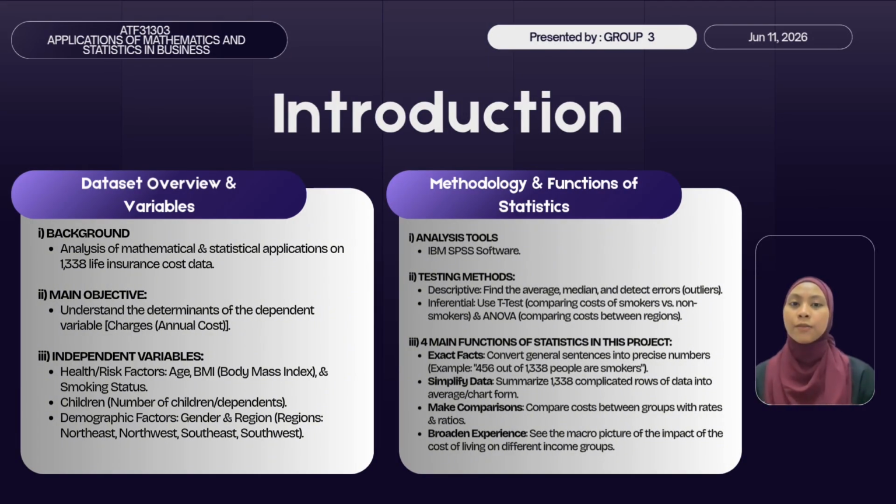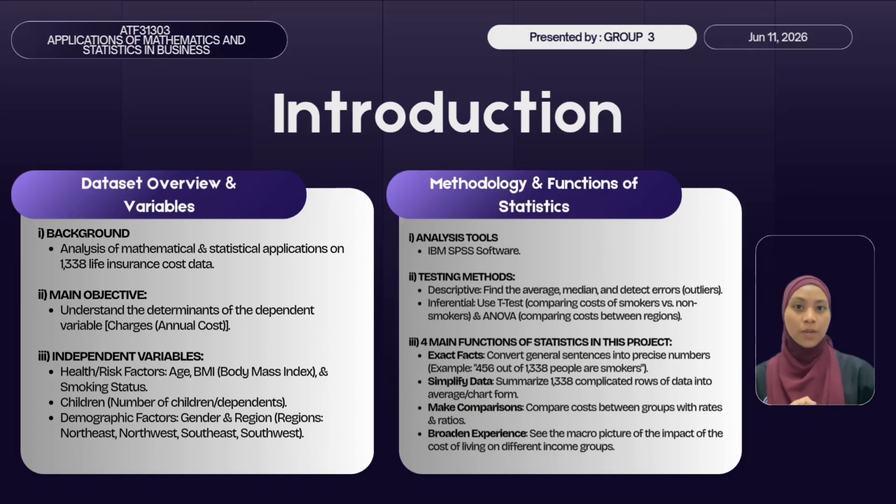So we divide the variable into several critical factors. For hard factors, we look at age, BMI and also smoking status of the customer. In addition, we also take into account the number of dependents according to the children variable as well as demographic factors such as gender and region of their residence. Through these variables, we will be able to see the pattern and how insurance companies assess the risk of their customer.